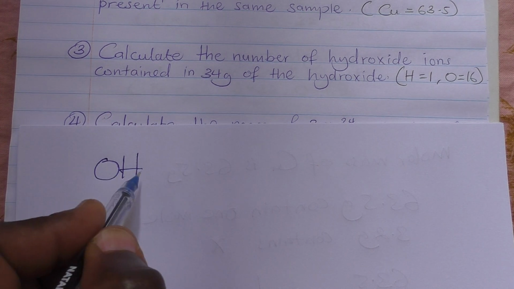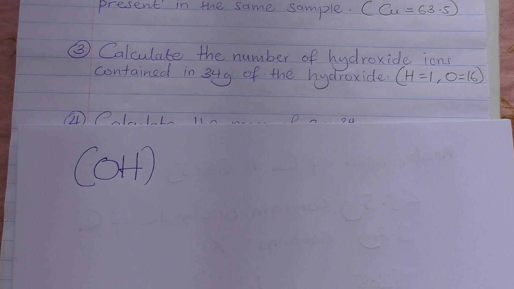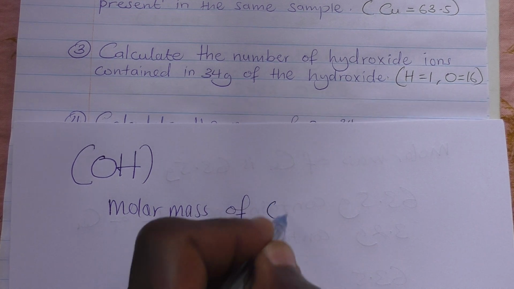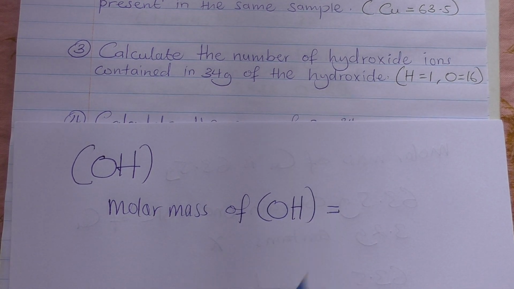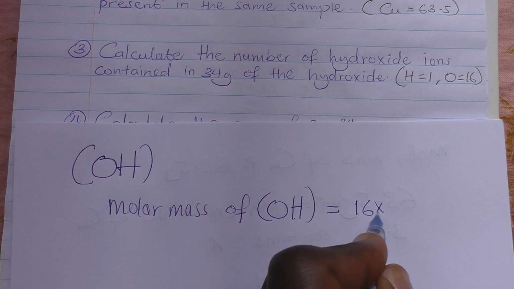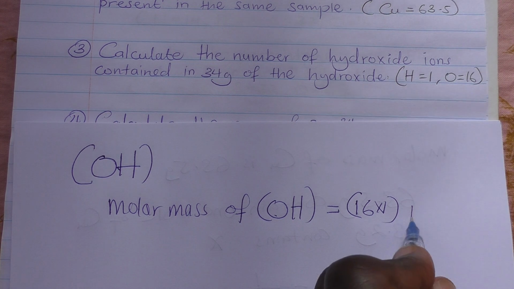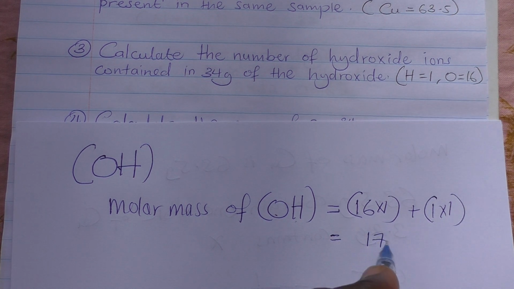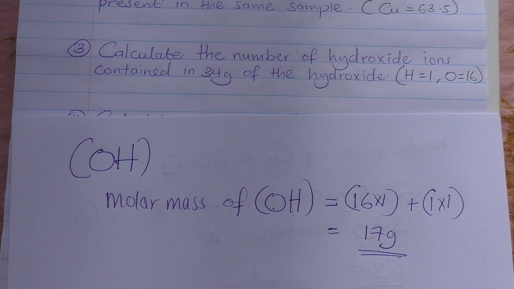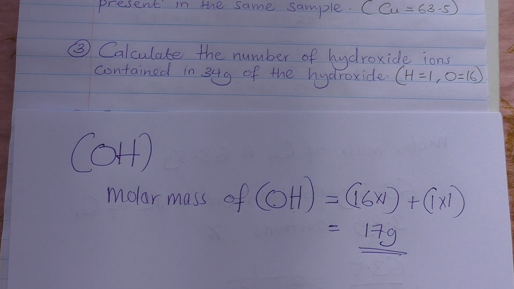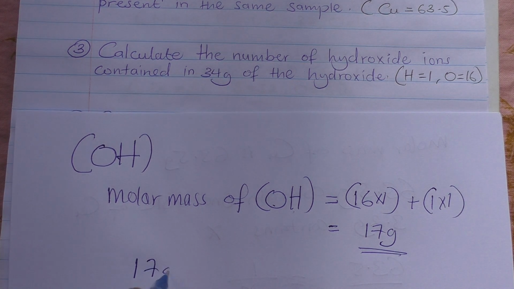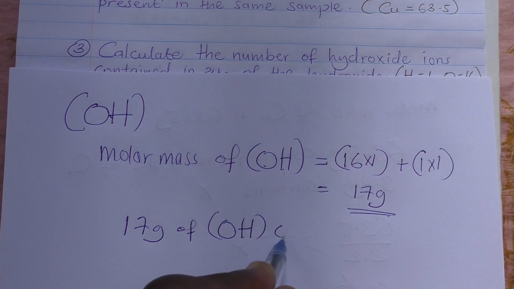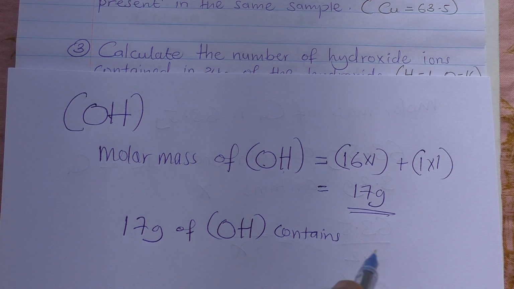That is the symbol of hydroxide. And now from this, the molar mass of hydroxide is given by 16 times 1, 16 is for oxygen, plus 1 times 1, that is for hydrogen, which gives us 17 grams. So that is the molar mass of hydroxide ion. Then that means that 17 grams of hydroxide contains 1 mole.